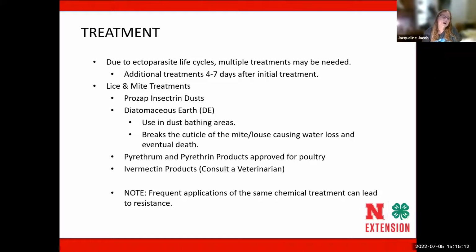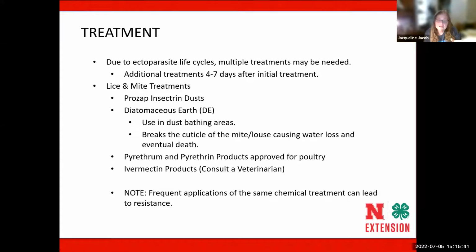The approved products are mostly pyrethrum or permethrin products. There are many different products on the market, and they specifically say for use with poultry. Make sure that it doesn't say do not use for laying hens. Brett has also listed ivermectin products, but specifically says consult a veterinarian.